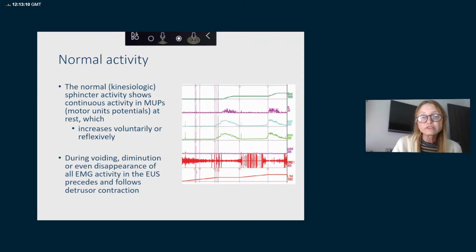So the normal sphincter activity in normal individuals shows continuous activity in motor unit potentials at rest, which increases voluntarily and reflexively. You see, for example, after cough, you have a reflex contraction of the external urethral sphincter. And normally, you have a diminution or even a disappearance of all EMG activity in the external urethral sphincter, which precedes or follows the detrusor contraction.